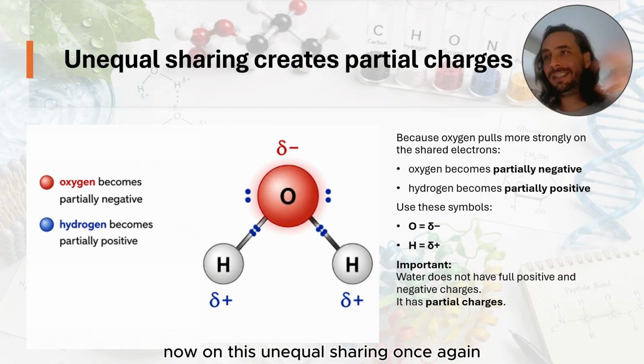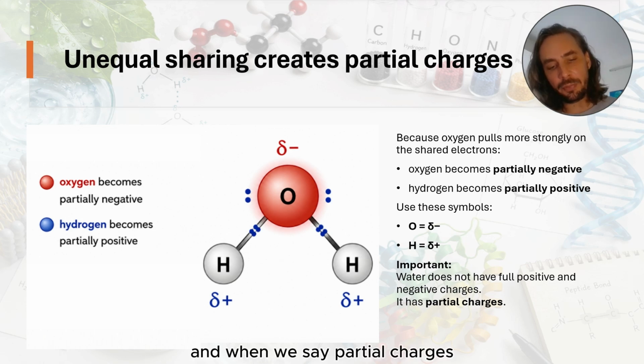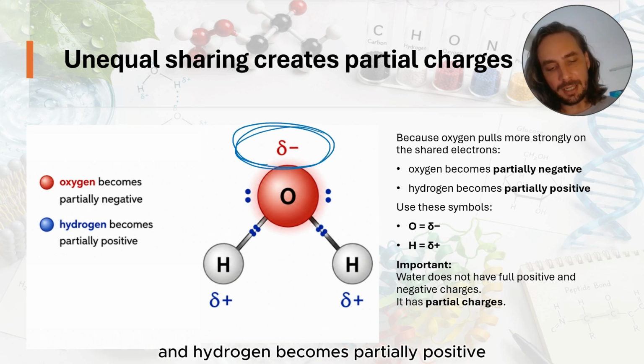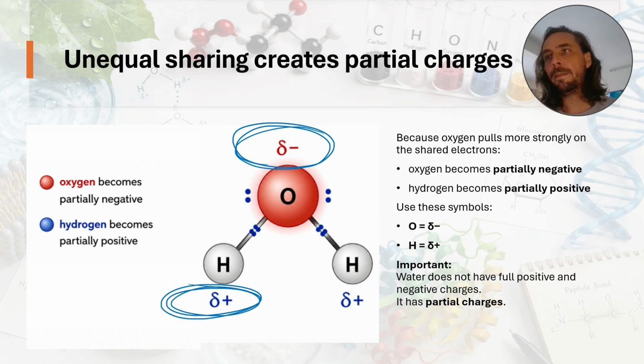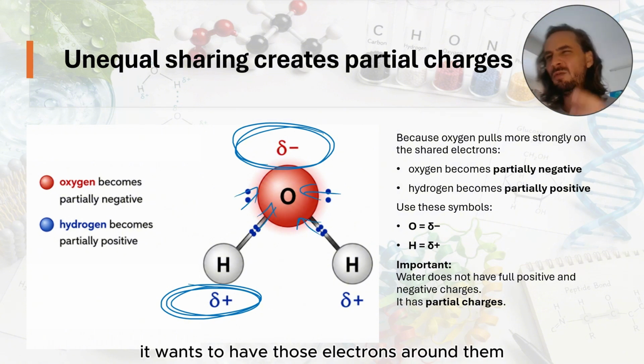Now, this unequal sharing, once again, creates these partial charges. And when we say partial charges, it just means that oxygen becomes partially negative and hydrogen becomes partially positive. Because remember, oxygen is pulling more on these electrons. It wants to have those electrons around it.